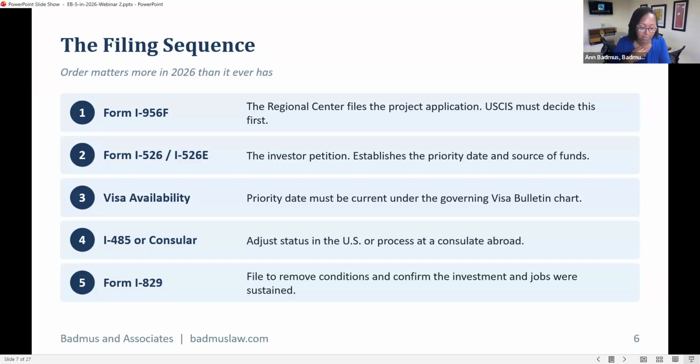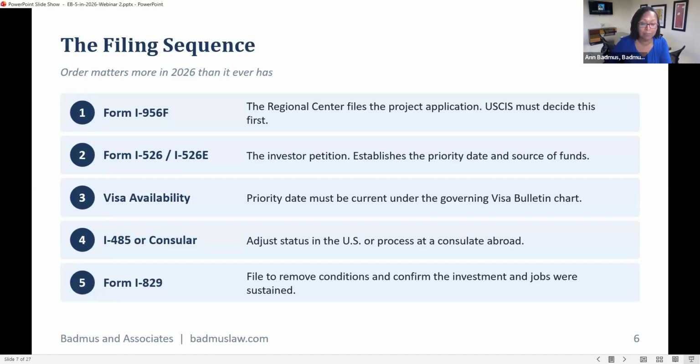So step 4 is the form I-485 to adjust status, meaning this is the actual green card application, because the approval of an I-485 means that the green card is issued to you. If you're not eligible for I-485 adjustment, then the other option to finally get your green card is through processing at the U.S. Embassy, or what we call consular processing, where you're issued an immigrant visa so that you can come into the U.S. with permanent residence.